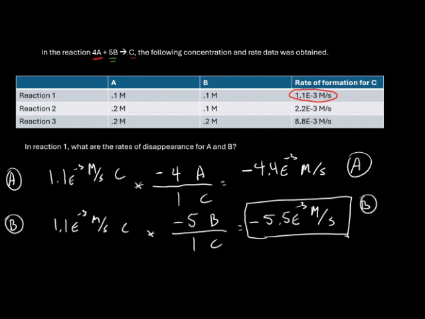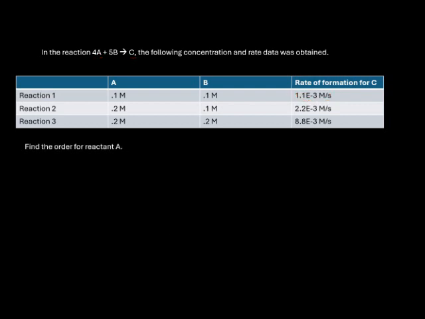Now that we know our rates for each reactant and each product, we'll find the rate law. To find the order for reactant A, which is the first step in finding our rate law, what we're going to do is look for 2 reactions where A changes, but B does not. If we look at reaction 1 and reaction 2, we can see that A does change from 0.1 to 0.2. However, B stays at 0.1. This is exactly what we are looking for. We're going to use reaction 1 and reaction 2.